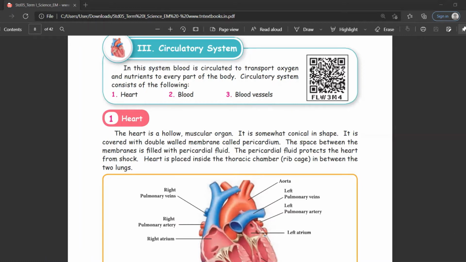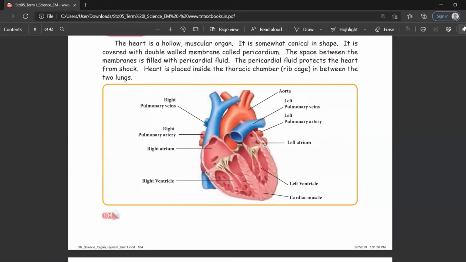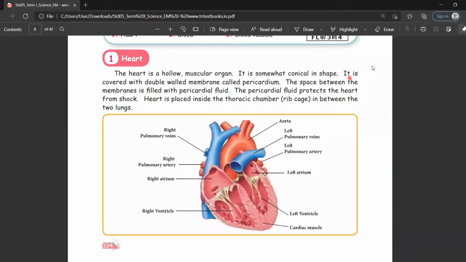Okay, we have discussed this in revision class. It is covered with double wall membrane called pericardium. The space between the membranes is filled with pericardial fluid. இந்த double wall membrane நடுவுல ஒரு fluid வந்து present ஆயிருக்கும். அந்த fluid பேர் தான் pericardial fluid. இந்த pericardial fluid என்ன பண்ணுது நம்மளுக்கு, அதோட function என்ன?